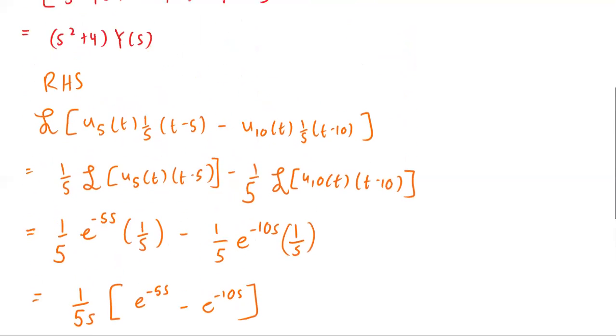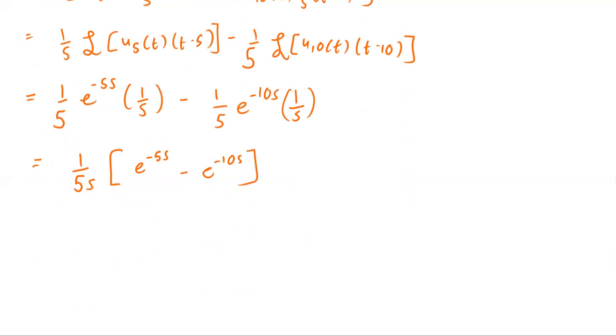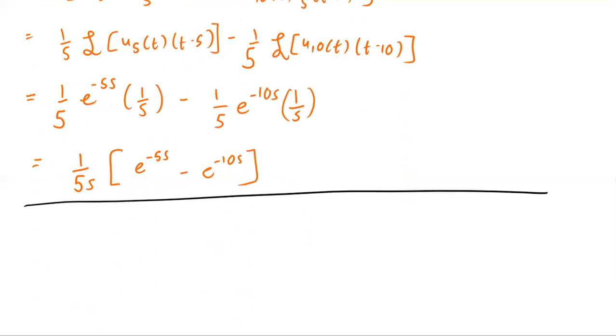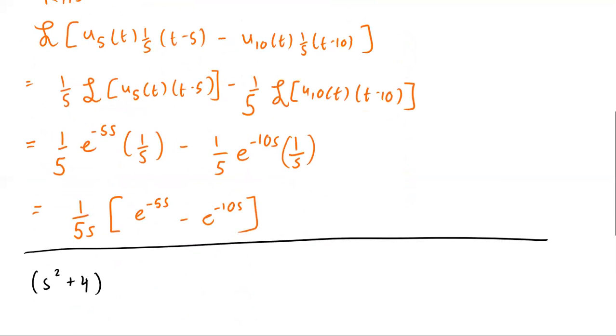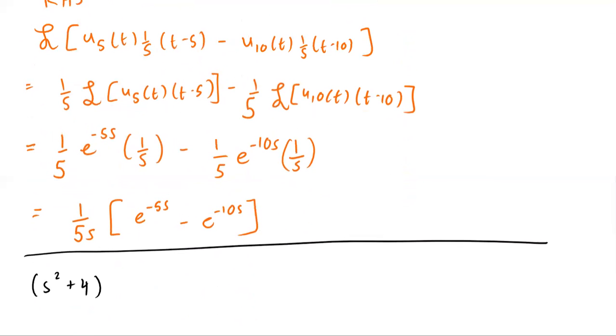So if we combine both sides of the differential equation after we've taken the Laplace transform, we get s squared plus 4. Oh, oops, I think I made a mistake. The Laplace transform of t is 1 over s squared. I was thinking of the Laplace transform of 1.